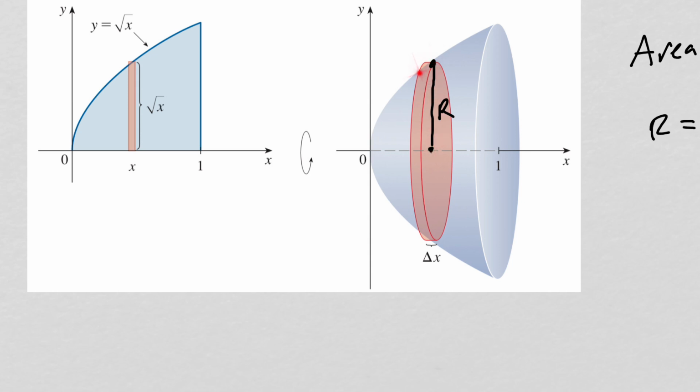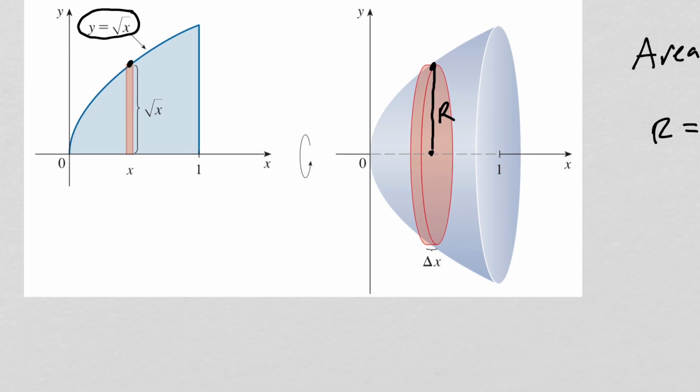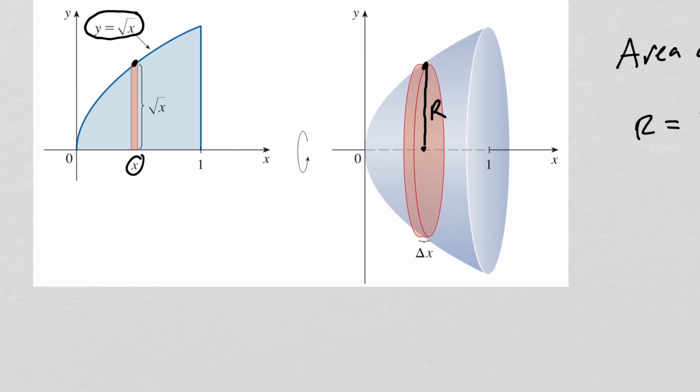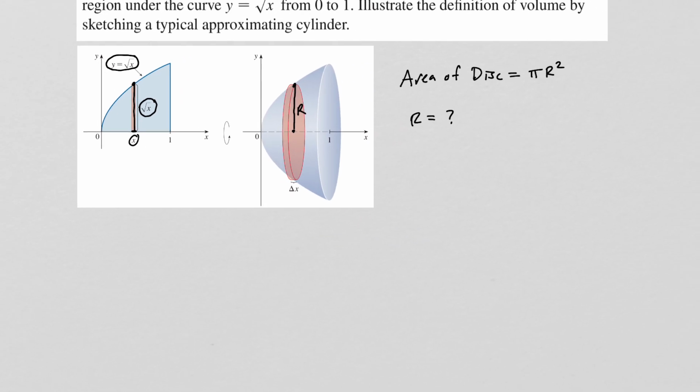And let's keep in mind that this point corresponds to the point here on the curve, which is y equals the square root of x. So if we are at a particular x value here, the distance from the x-axis up to this point is, of course, the y value, which is the square root of x in this case. So the area here, which we know is pi times big R squared, is going to be pi times the square root of x squared, because again, that radius is simply the function square root of x.